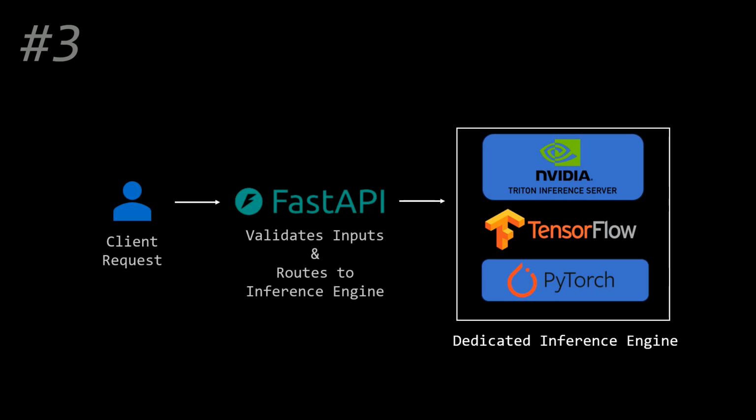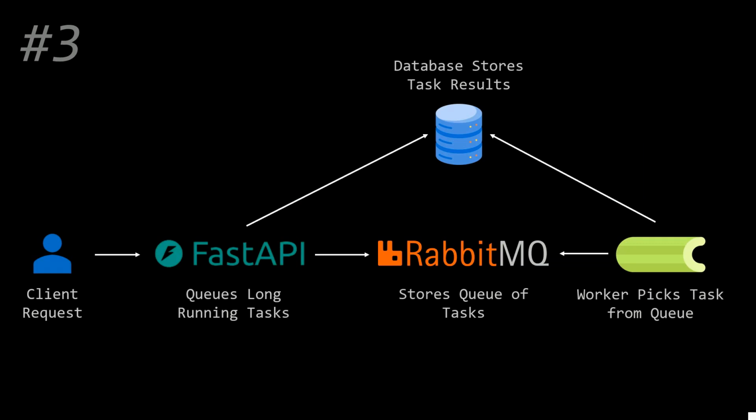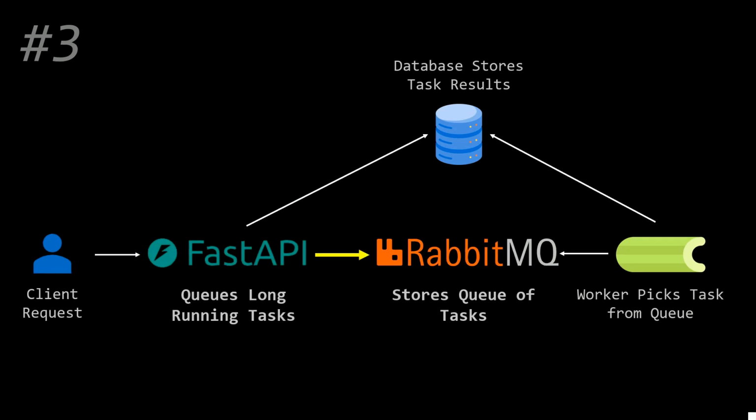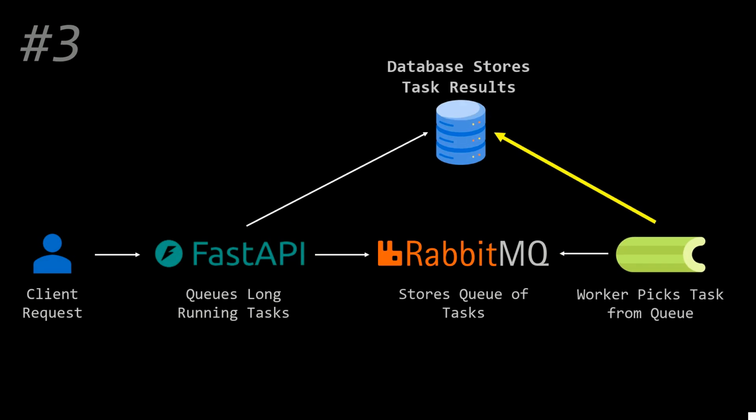But for heavier ML models, use dedicated inference engines like Triton, TensorFlow Serving, or TorchServe, and then use FastAPI to validate inputs and route the request. For truly long-running computation, use a queue plus worker system. When a client sends a request to FastAPI, FastAPI enqueues a job to a message broker like RabbitMQ. A separate worker, for example Celery, pulls the job from the queue, runs the heavy computation on CPU or GPU nodes, and stores the result in a database.